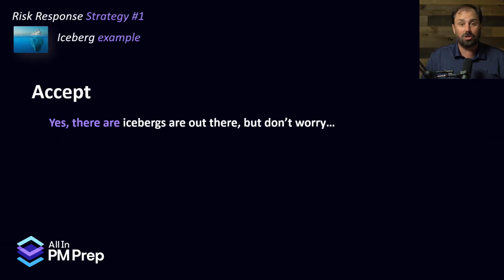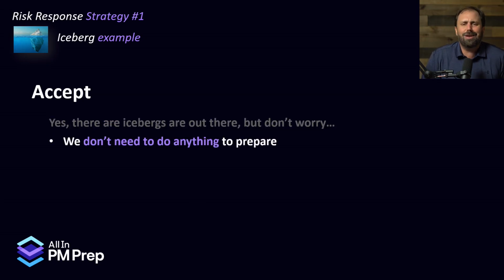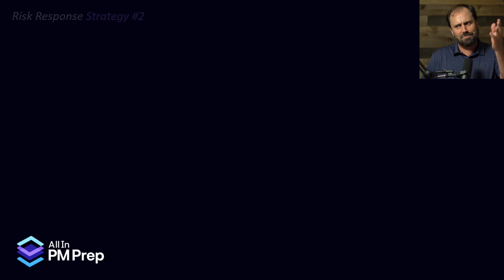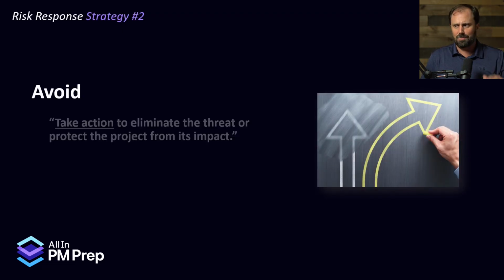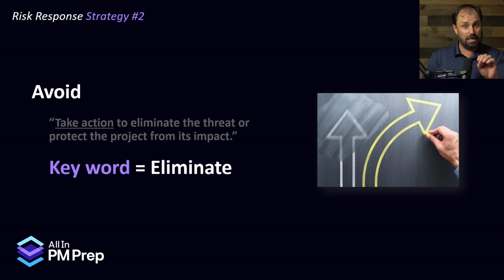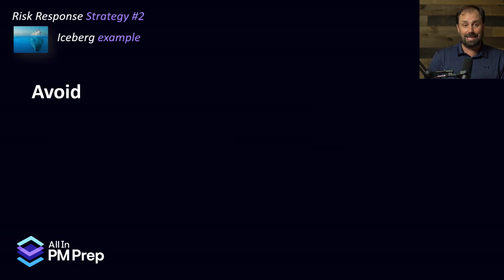If we accept it, you as the captain would be saying, yes, there are icebergs out there, but don't worry. We don't need to do anything to prepare. I'm feeling lucky. We're going to be fine. Full steam ahead. Now, the second strategy is called avoid. Now, avoid is to take action. Take action to eliminate the threat or protect the project from its impact, all right? The key word here is eliminate, all right? We're trying to eliminate by taking action.